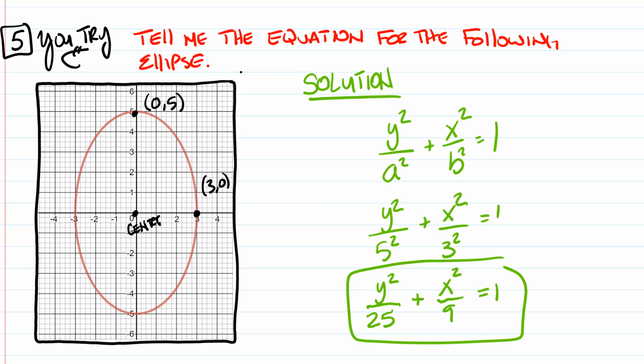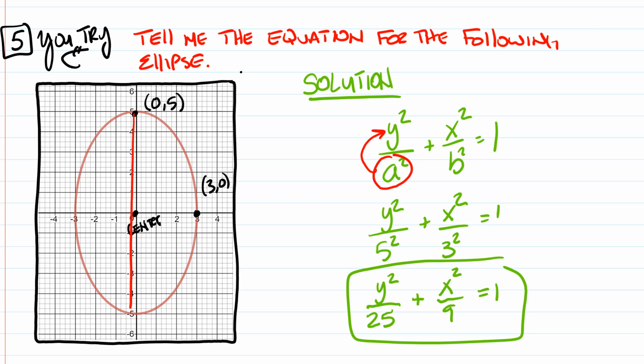Okay, hopefully you got the right answer of y squared over 25 plus x squared over 9 is equal to 1. If you didn't, let me just talk you through it really quick here, okay? This is an up-down ellipse because the major axis is parallel to the y-axis. So I now know that the A value is going to be underneath the y, okay?